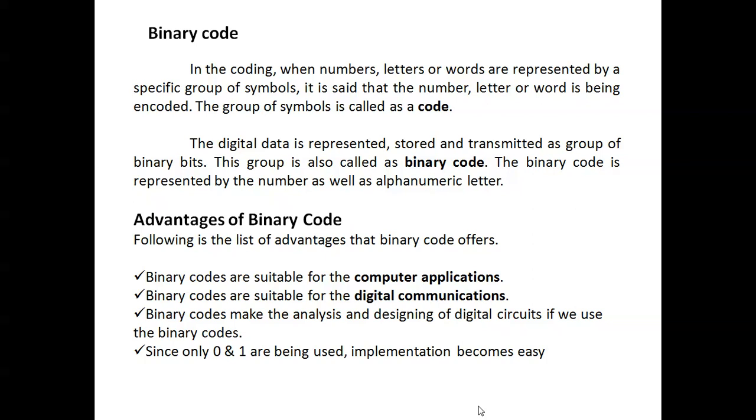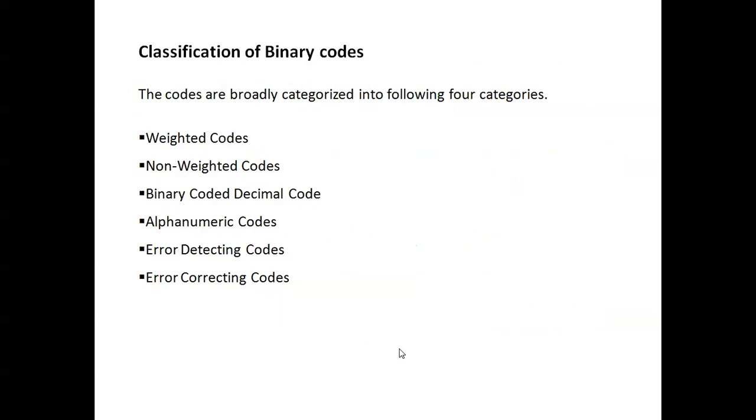The advantages of binary code: it is suitable for computer applications, and we mainly use binary codes for digital communication purposes. Also, binary code can be used to analyze and design digital circuits. And we know that it is only zeros and ones, so only two levels are there, so we can easily implement binary code using these zeros and ones.